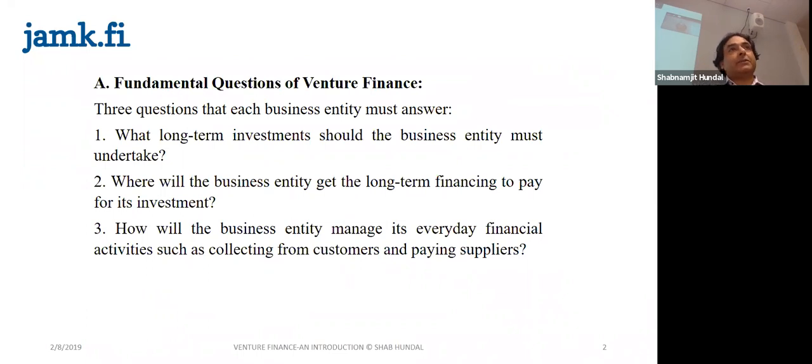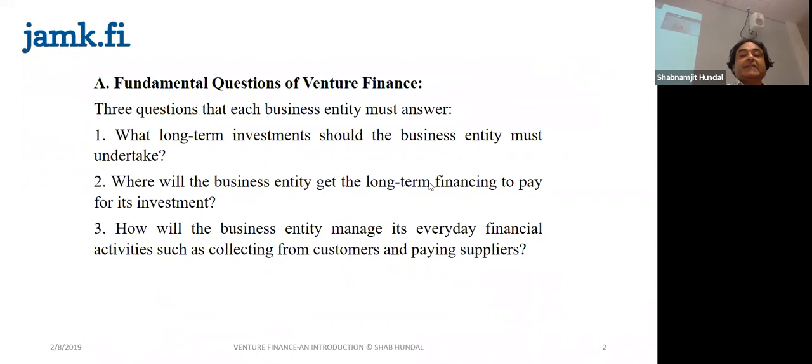You can make short-term investments, but then they will give you short-term results. That may not guarantee your longevity, that you can remain in the business for a long time. So if you want the company to survive and grow faster, long-term investments are very, very important. So every company has to decide at some stage which long-term investments it must incur. And that is what we shall study today: what should be the criteria for determining the long-term investments.